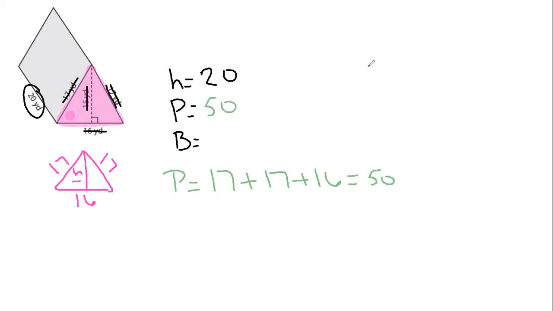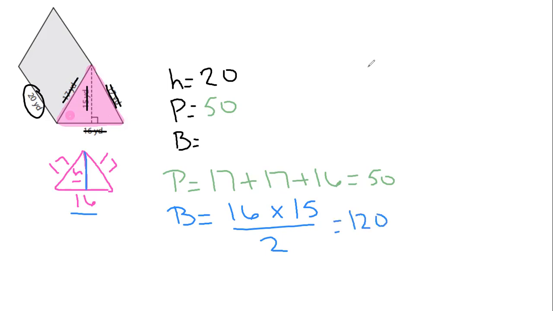Now I'm going to do my big B, which is the bottom of the triangle, 16, times the height of the triangle, 15, divided by 2. So on my calculator, I'm going to control divide. 16 times 15 over 2, and I got 120. So my big B is 120.